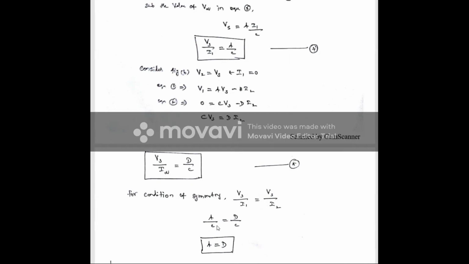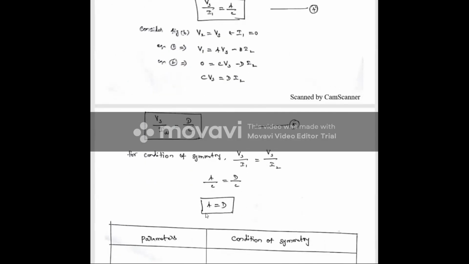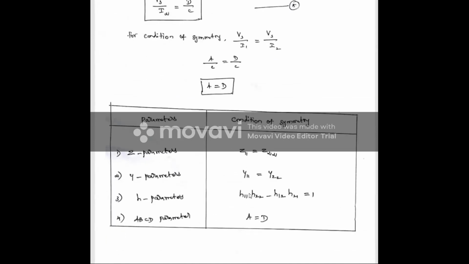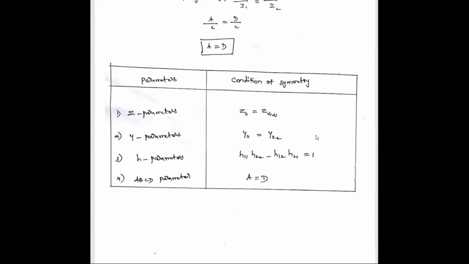So we calculated Vs by I1 and Vs by I2. According to the condition of symmetry, these two values must be the same. So A by C equal to D by C. C cancels, so A equal to D. This is the condition for symmetry. Now you just see the condition of symmetry for the four parameters.